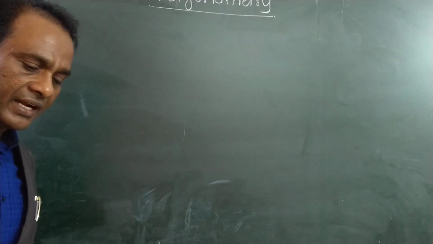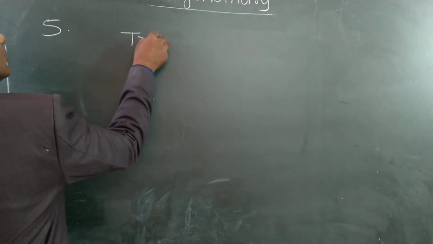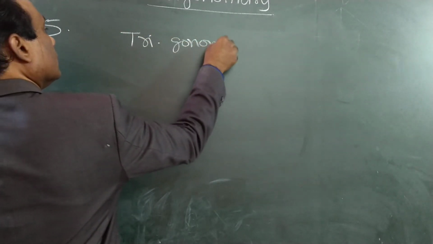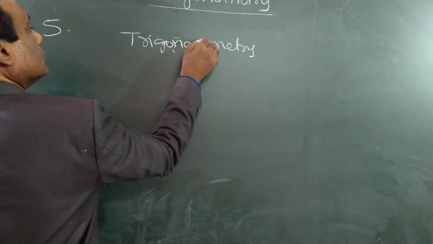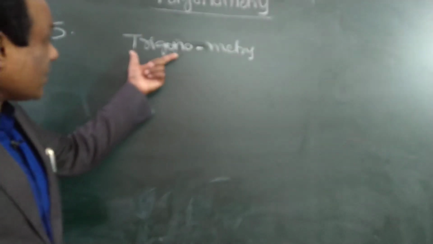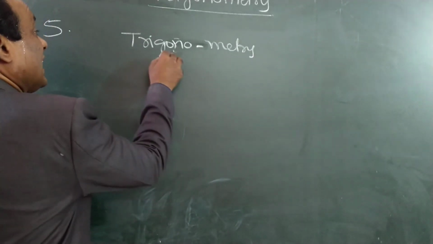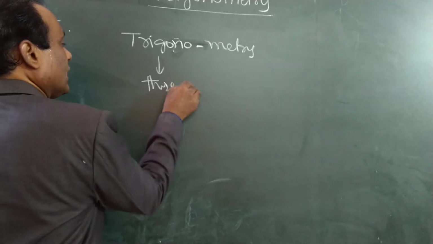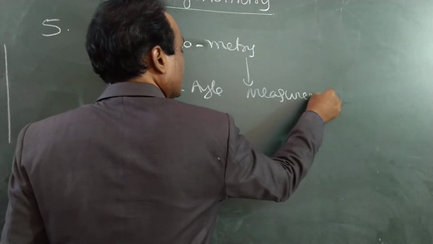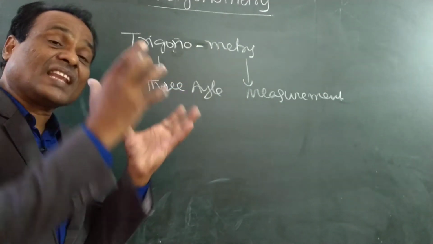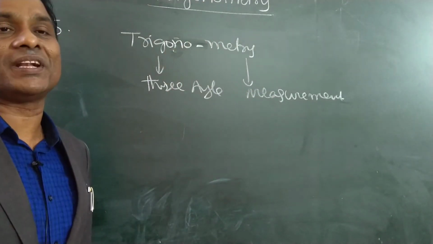Next, now let us enter into this chapter. So trigonometry: the meaning of this word is, trigono means triangle, metry means measurement. So the chapter dealing with the triangle measurements is called trigonometry.